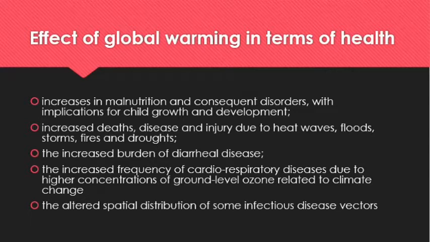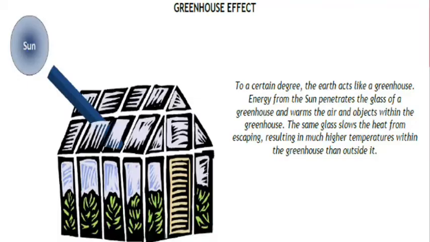So there's an increase of cardiorespiratory disease due to higher concentration of ground level ozone related to climate change and the altered spatial distribution of some infectious disease vectors. So what is the greenhouse effect? To a certain degree, the Earth acts like a greenhouse. Earth from the sun penetrates to the glass house, and warms the air and object within the greenhouse. The same glass slows the heat from escaping. This results in a higher temperature within the greenhouse than outside.